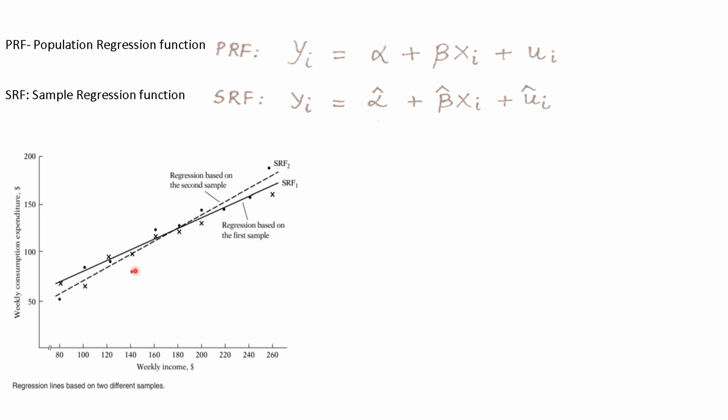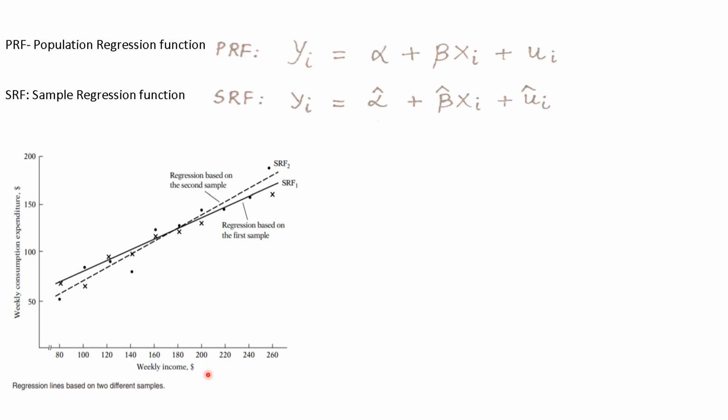But the thing is, we can get n number of sample regression functions from n number of samples of the same data. In this graph, you can see we have two different SRFs of two different samples of same data, that is weekly consumption expenditure and weekly income. So how do we know which SRF should be considered and which one is the best approximation of PRF? A method is there which would help us to determine the best approximation of PRF.